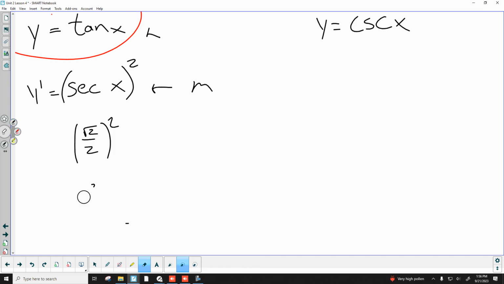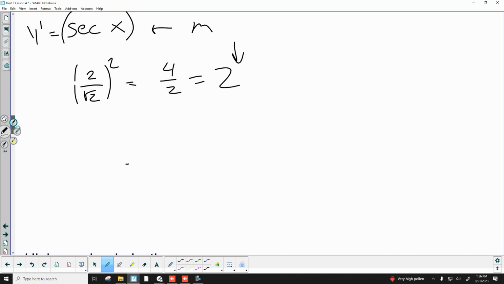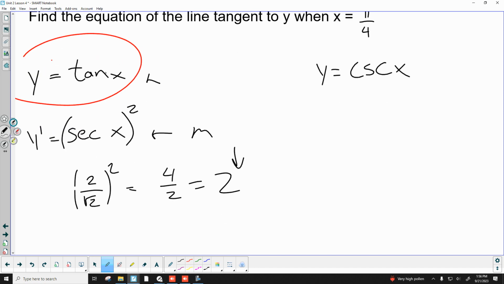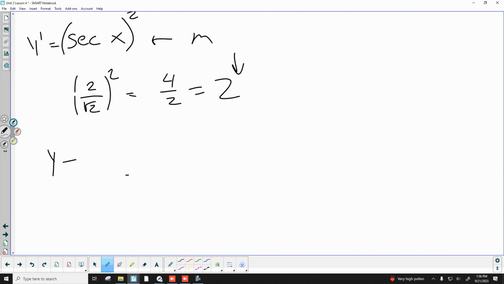Probably, I would instead get that the cosine of x is root 2 over 2. Flip that, 2 over root 2. Square, giving you 4 over 2, giving you that the slope is 2. We are experts at our unit circle because we took the unit 0 test, so we can do that. We know the tangent of pi over 4 is 1. So we got y minus 1 equals 2, x minus pi over 4.